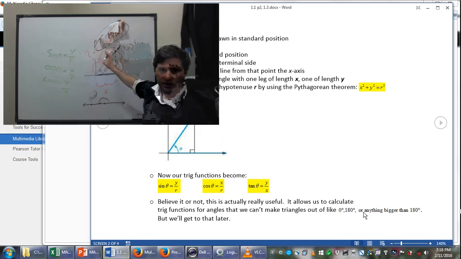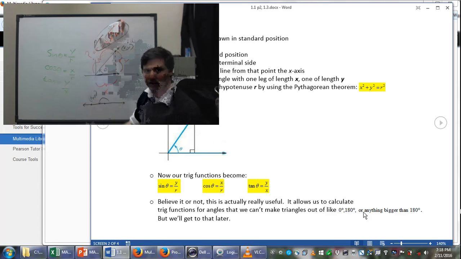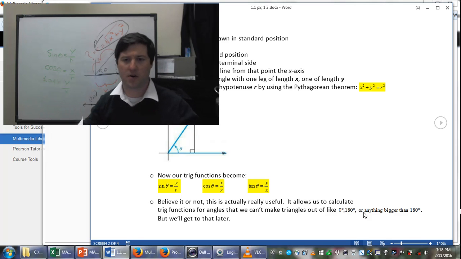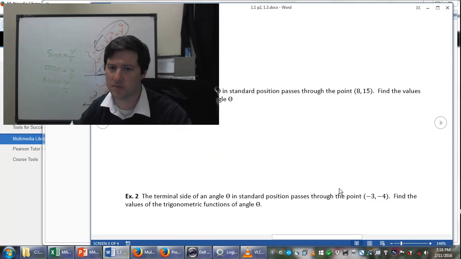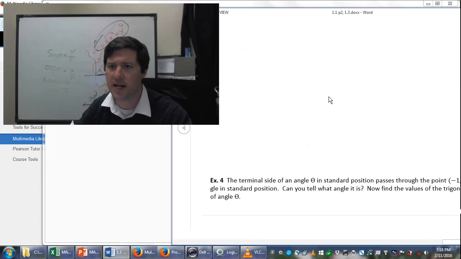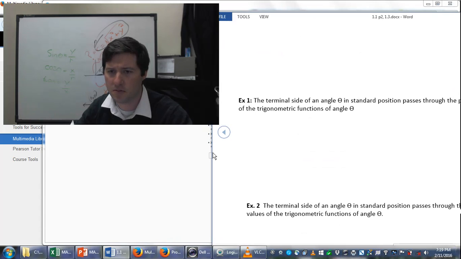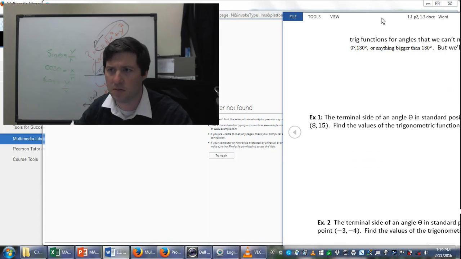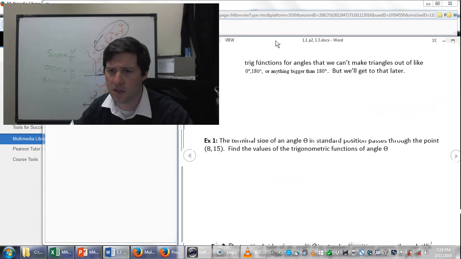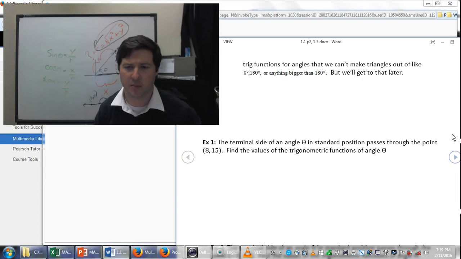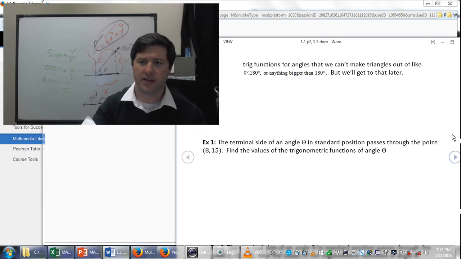I mean, draw a 180 degree angle. We've got our initial side. We're going to say this is our vertex right here. And we go 180 degrees. Now draw me a triangle connecting this to this. You're going to have some trouble doing it.